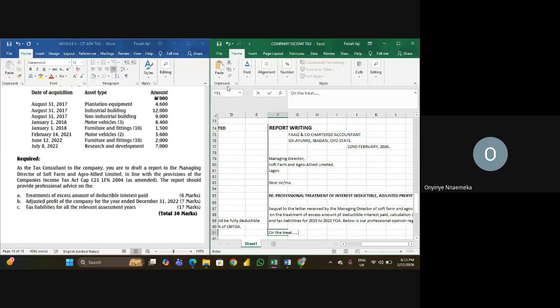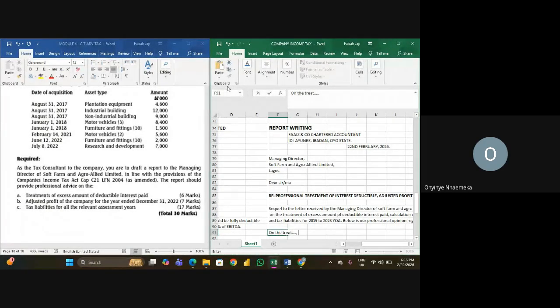Move to another paragraph. Adjusted profit for Soft Life and Agro-Allied Limited for 2023 year of assessment is this particular figure. Put into bracket, see workings 2. When we are writing this interest, when you write 30% of EBITDA, see workings 1 inside bracket. Then interest on loan, see workings 1, or you can call it appendix instead of workings. Appendix 1, appendix 2. Adjusted profit for 2023 year of assessment, see appendix 2.